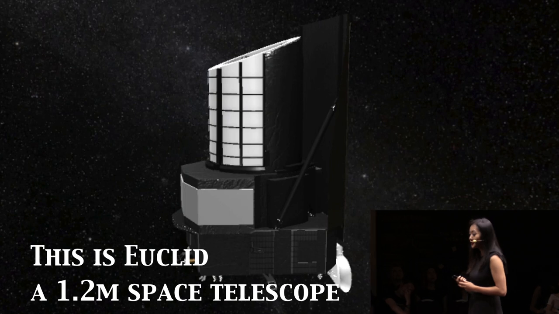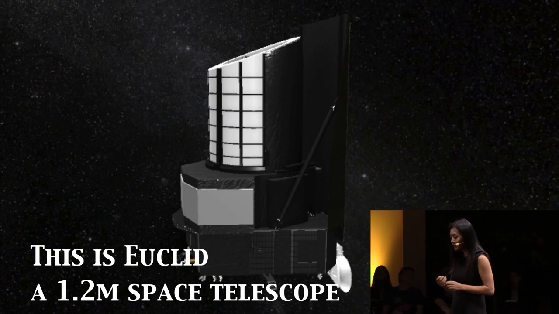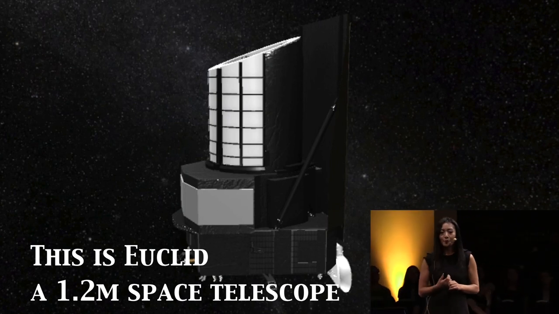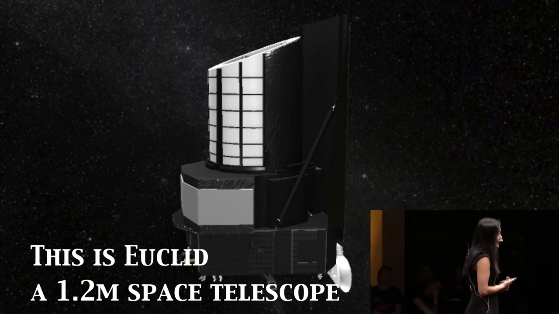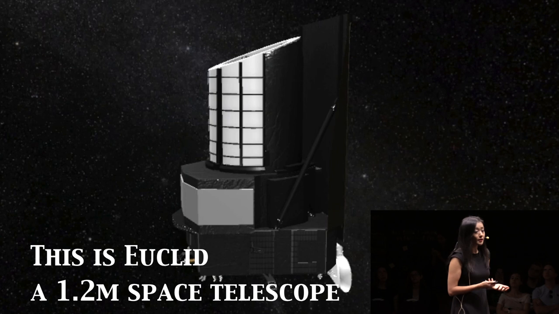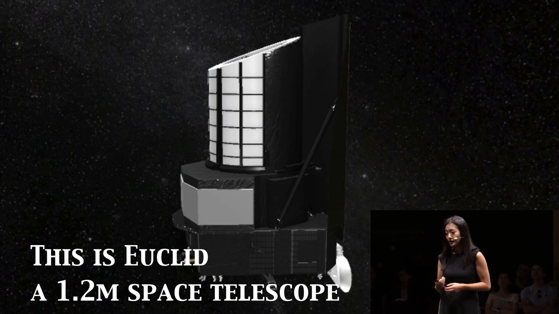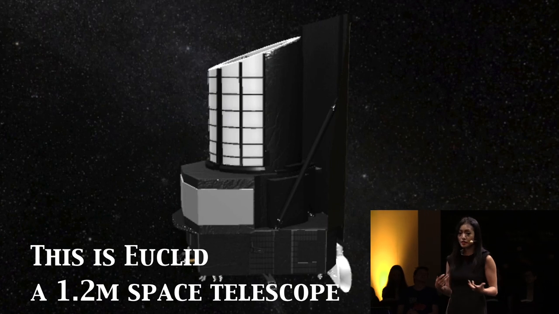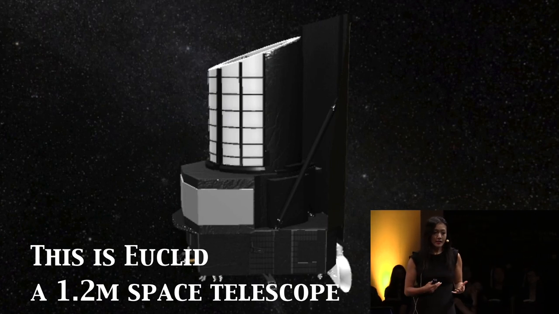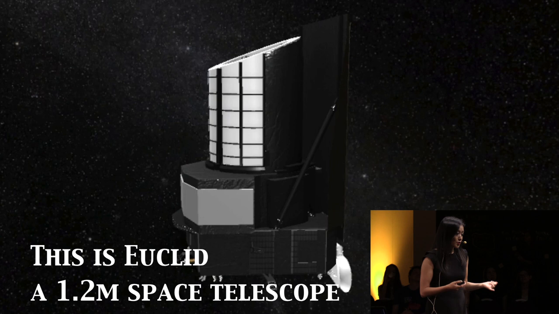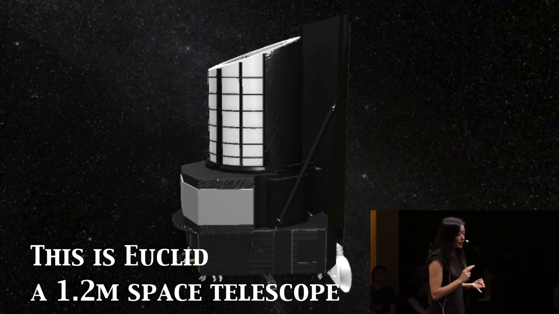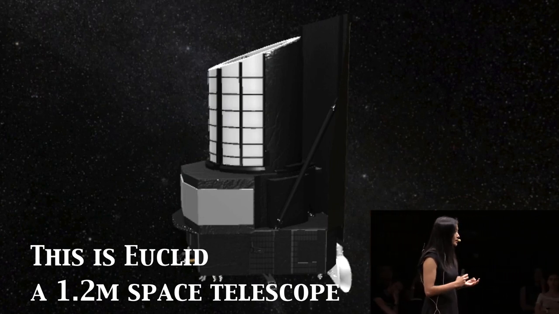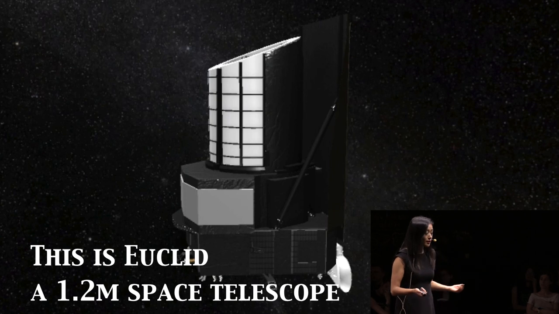So finally onto Euclid. This is the Euclid telescope. It's a 1.2 meter telescope that we are sending to space. Its name comes from the Greek mathematician Euclid of Alexandria. And its purpose is to study the dark universe, understanding what the geometry of the universe is, measuring the redshift distance relationship, and studying how structure grows in our universe.